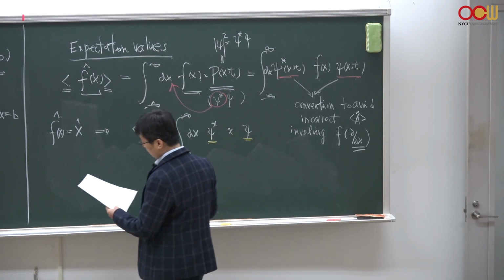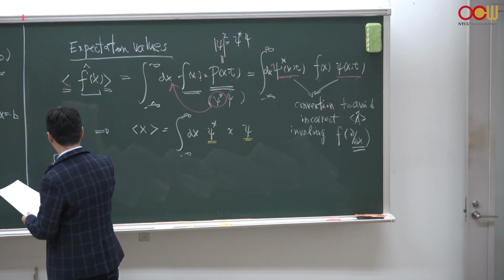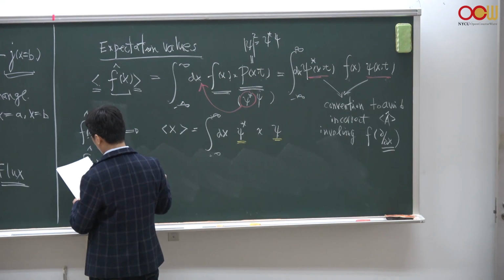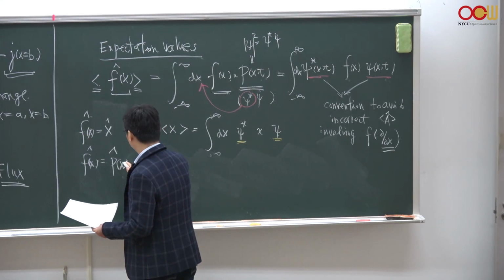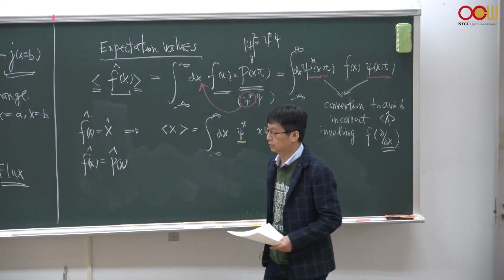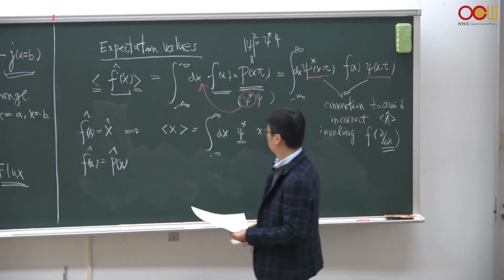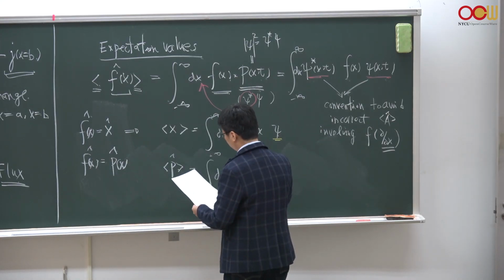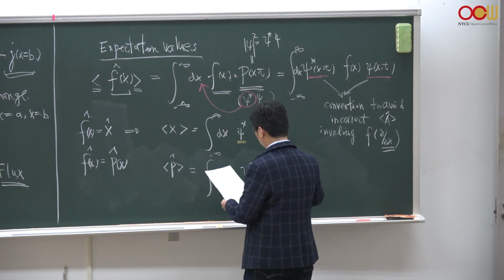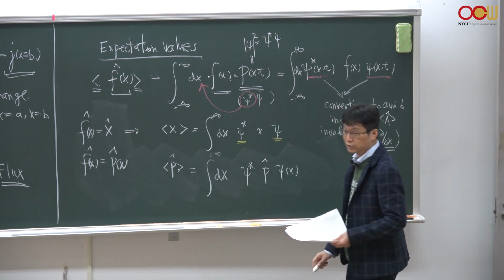So likewise, if this f of x is not just x, but is, say, momentum, but of course the momentum operator is a function of x, which we'll derive later, this expression value of the momentum variable follows the same way that we evaluate the position.